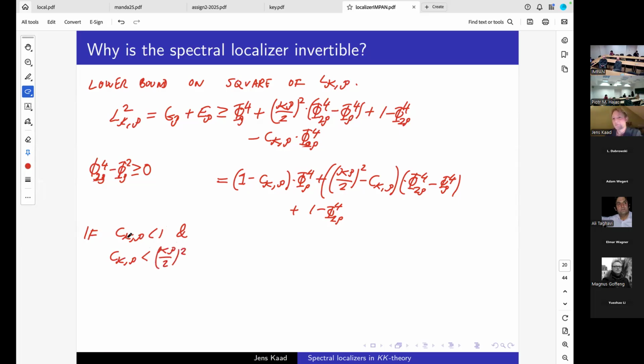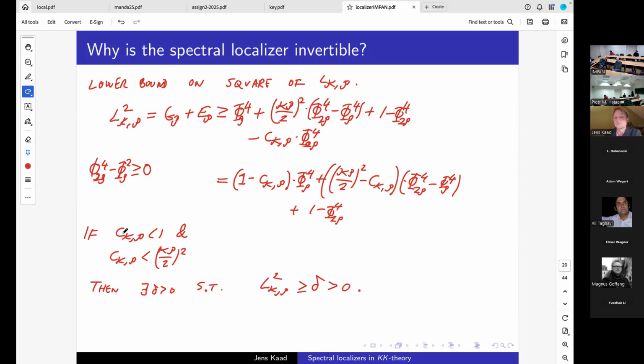So if this constant here is strictly less than 1 and strictly less than kappa rho divided by 2 squared, then both of these coefficients are going to be strictly positive. And in this case, I get that this whole estimate from below becomes strictly positive. Then there exists delta strictly greater than 0, such that L kappa rho squared is greater than or equal to delta, which is then strictly greater than 0.